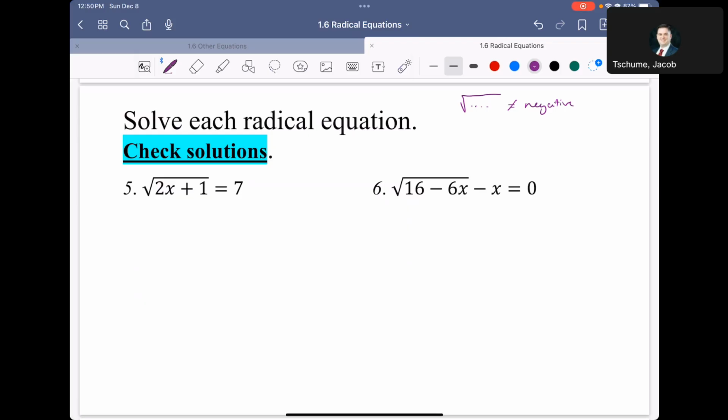So on number 5, you've got the square root of 2x plus 1 is equal to positive 7. Now, as we know, if you have a square root and you're trying to get rid of it, you want to do its opposite. Well, the opposite of taking a square root is squaring something. So once you get a square root by itself, in order to get rid of it, you're going to square it. But in any equation in mathematics, whatever you do to one side, you need to also do to the other. So I'm going to end up squaring both sides of this equation.